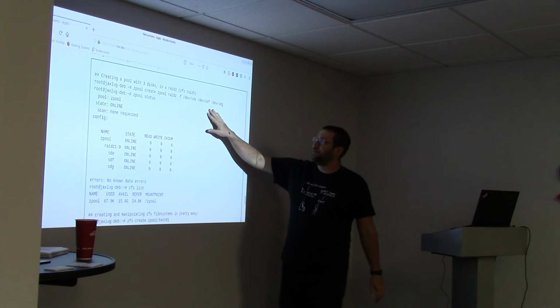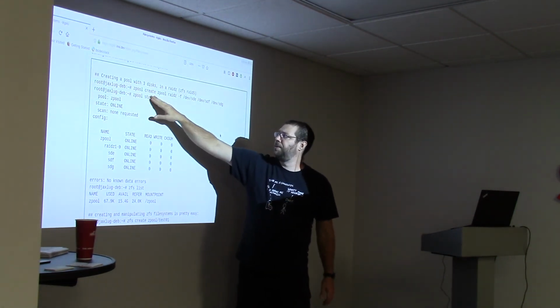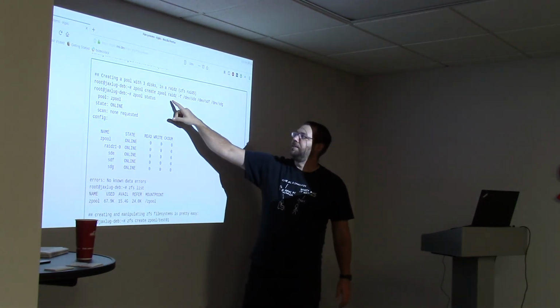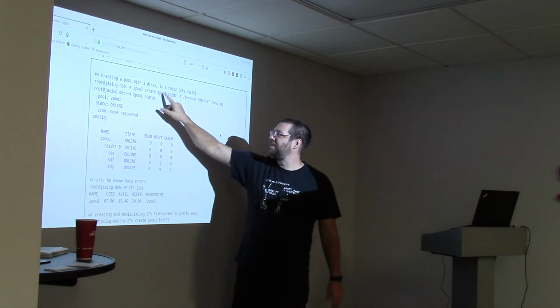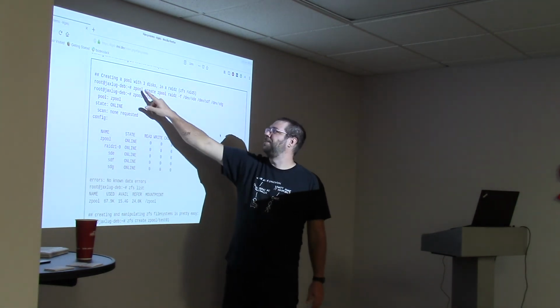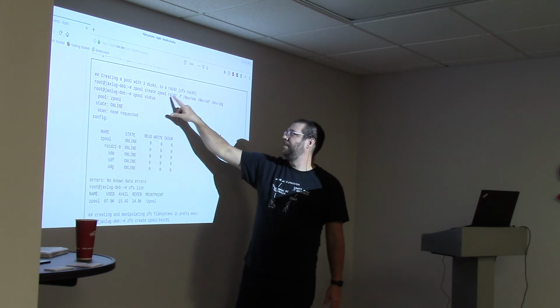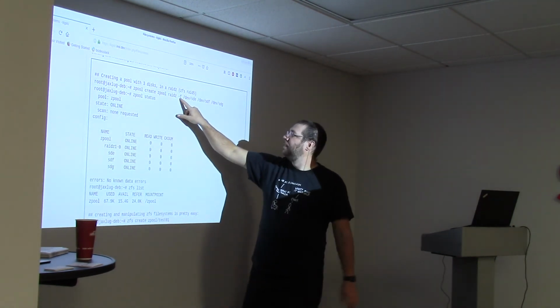Here I created a pool. I named it zpool. So I say zpool create zpool. That's confusing. All right, this is the command. This is the name of the pool that I made. So zpool create, pool name, RAID Z, which is a 5.